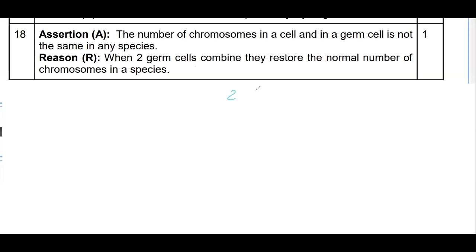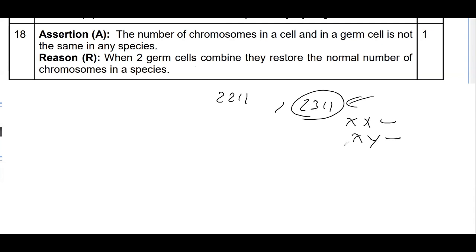So first of all, you should know that in a body cell there are 22 pairs of chromosomes, and the germ cell has 23rd pair of chromosomes because it has one, XX or XY. Any of them are present for determination of the gender of the progeny. So this is correct, right? Assertion is correct. It says when two germ cells combine, they restore the number of chromosomes.